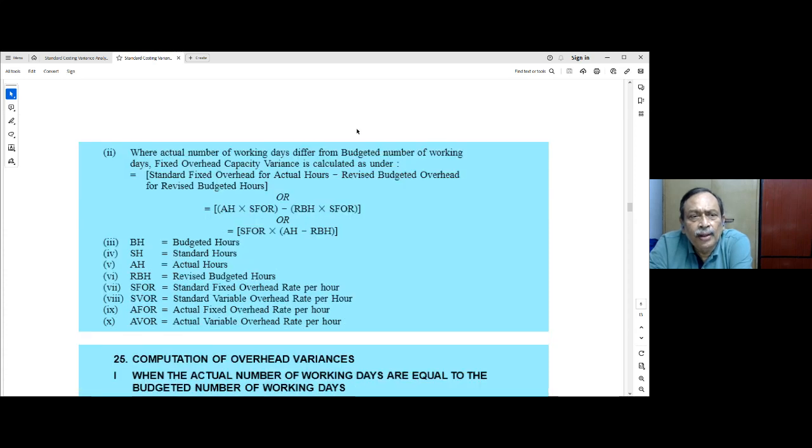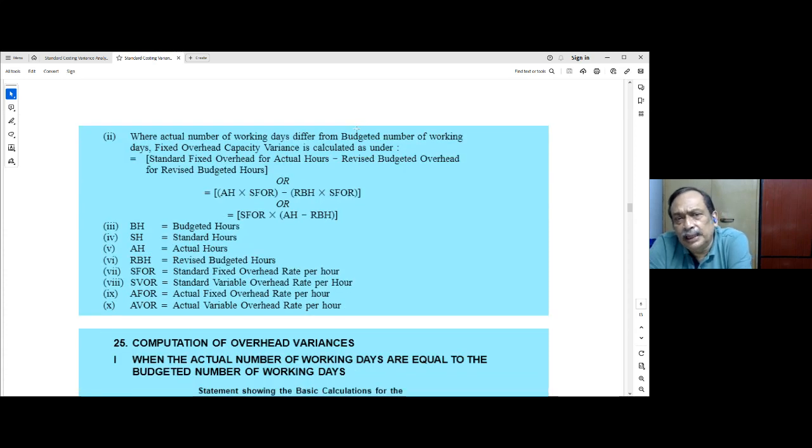Now, when the actual number of working days differs from the budgeted number of working days, fixed overhead capacity variance is calculated as under. That is standard fixed overhead for actual hours minus revised budgeted overheads for revised budgeted hours, or H into SFOR minus RBH into SFOR, or SFOR multiplied by H minus RBH.